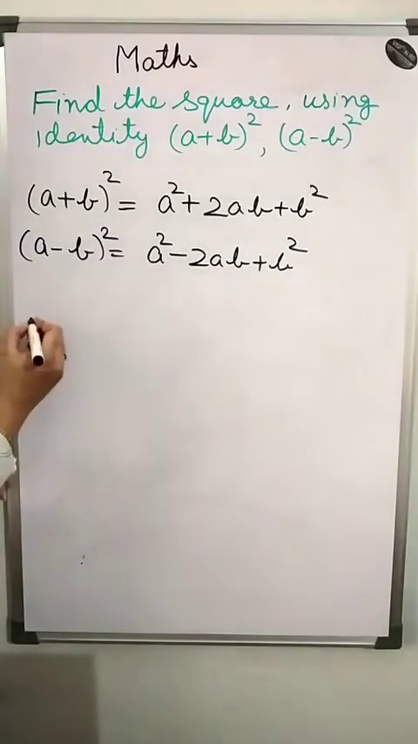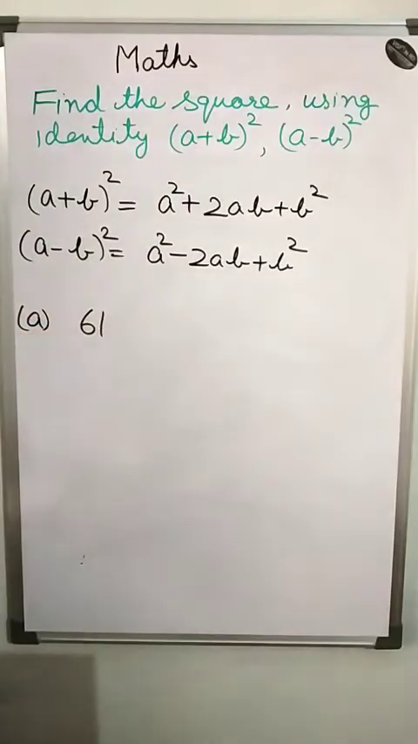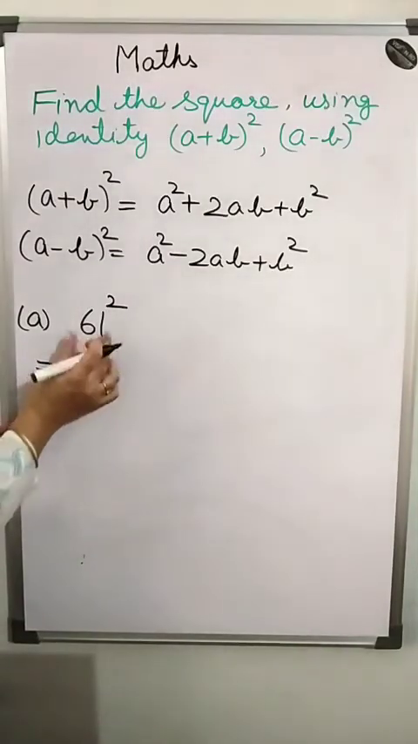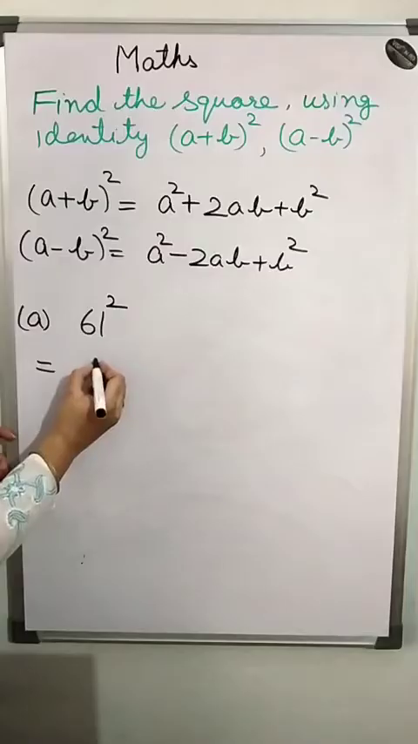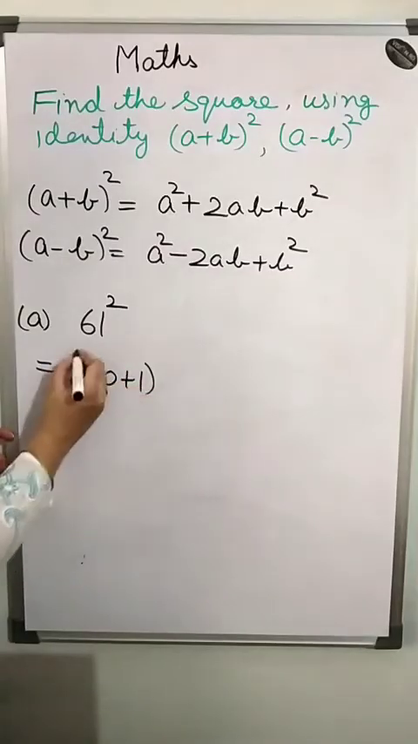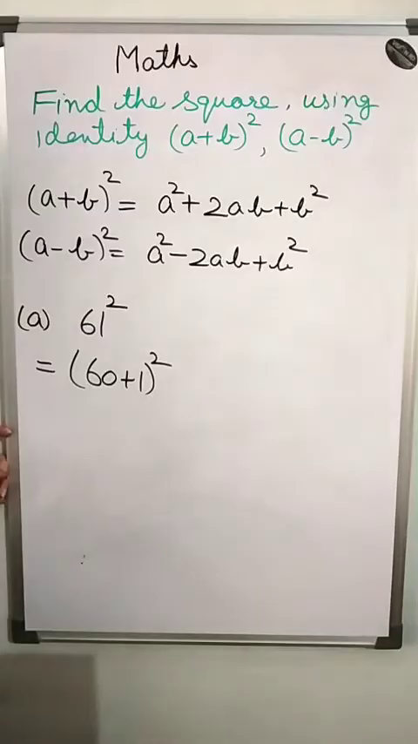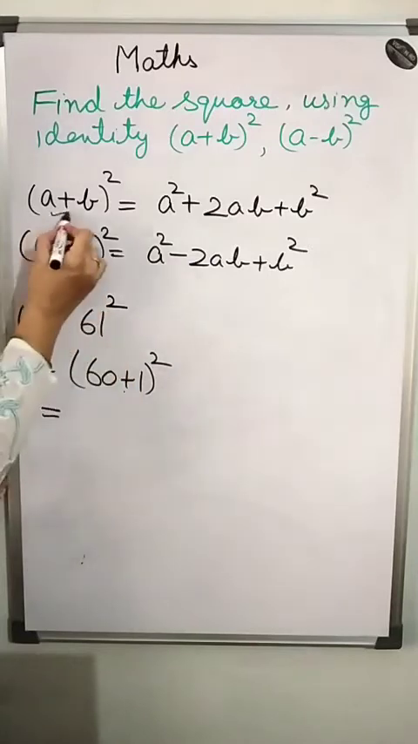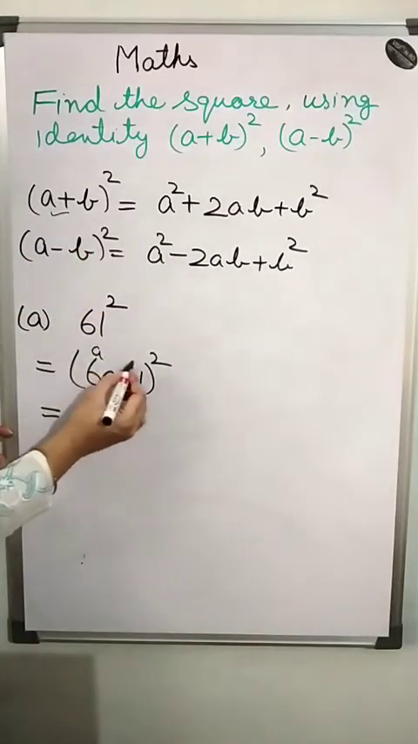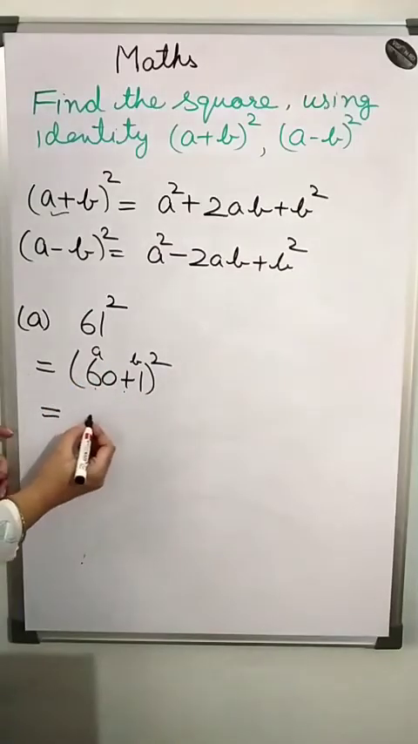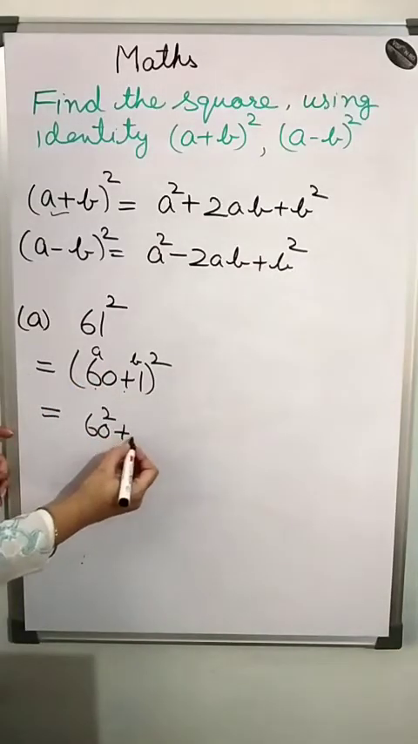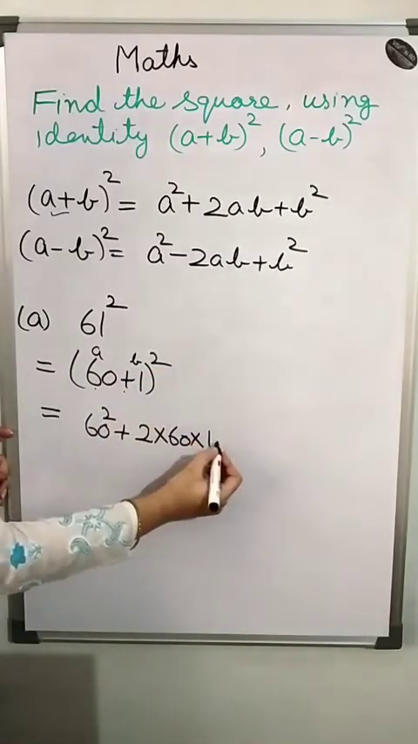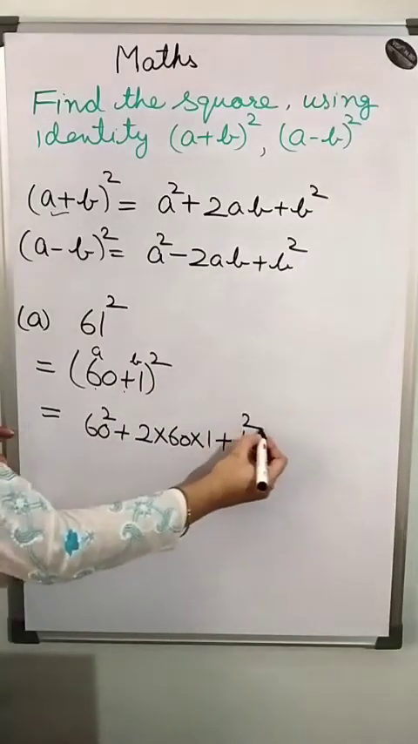Suppose we have a question that is 61. We have to calculate 61 square. Then how do we calculate? Just see. We break this number. I am breaking this number as 60 plus 1. Now according to the identity, which identity do we use here? This one. Because a means 60, b means 1. So a square means 60 square plus 2, a means 60, b means 1, plus b square means 1 square.